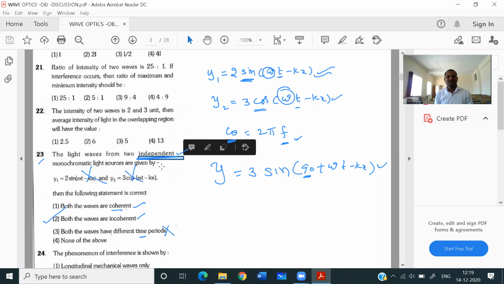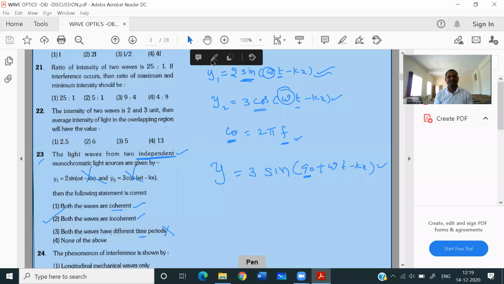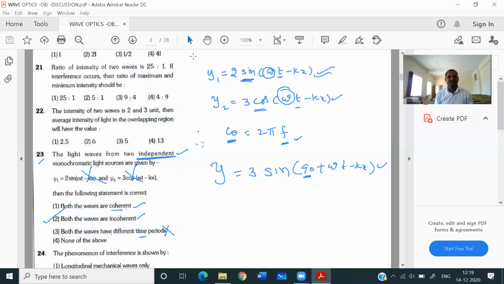Just by seeing this, we can say they are incoherent. So this is wrong, and none of the above is also wrong. So the right option is both the waves are incoherent. How am I giving this answer? Just because I read that they are independent sources. Students, very important point. These small logic questions, you should be careful about.